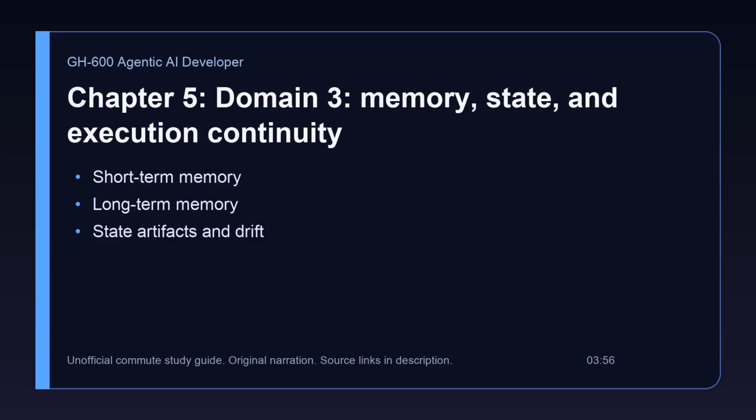External memory is the system of record information outside the model. GitHub issues, pull requests, commit history, logs, workflow artifacts, documentation, tickets, and decision records are external memory. For this exam, external memory is often safer than hidden model memory because it is inspectable and auditable.